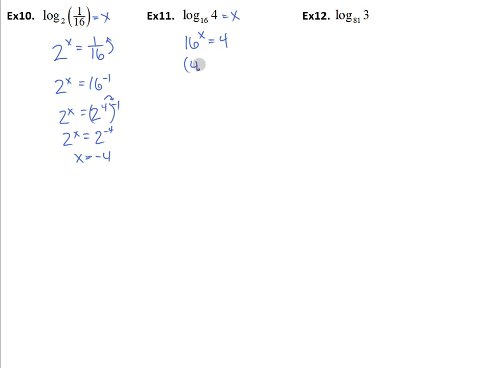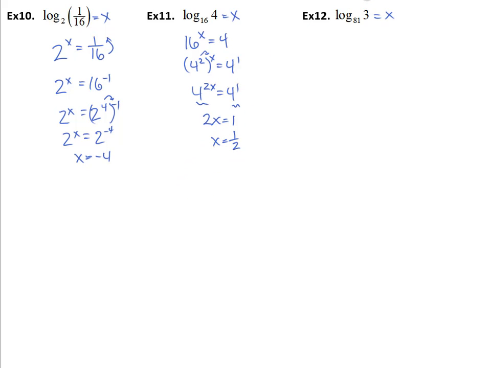Well, 16 we could rewrite as 4 squared if we're using our techniques. And 4 is technically 4 to the 1st. Distribute your exponents here. 4 to the 2x equals 4 to the 1st. And now we have that one matching base. 2x equals 1, or x is 1/2. 16 to the 1/2 power. Oh yeah, that means the square root of 16, and that would equal 4. Okay, that makes sense.